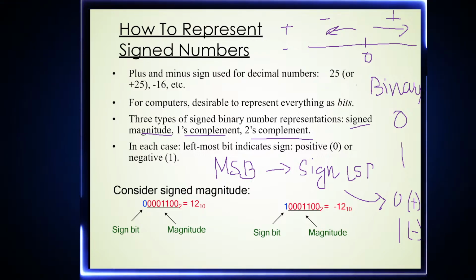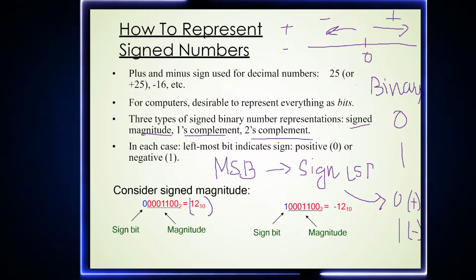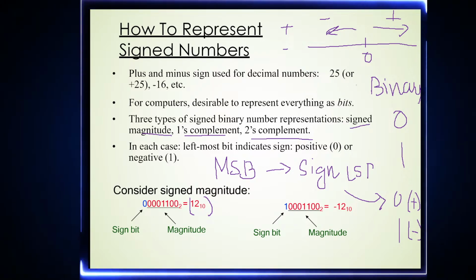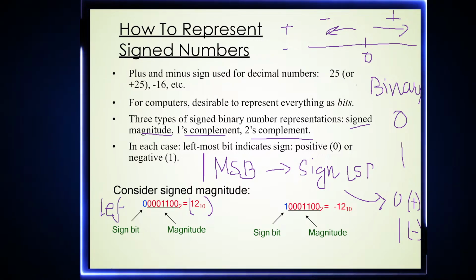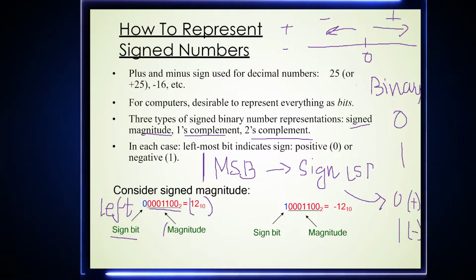Now you can see over here, this is a binary number, and over here they have written the decimal number 12, and they have given the binary equivalent. As they have said, the most significant bit, that means the bit on the left side, would represent the sign bit, and all the remaining bits would be the magnitude.